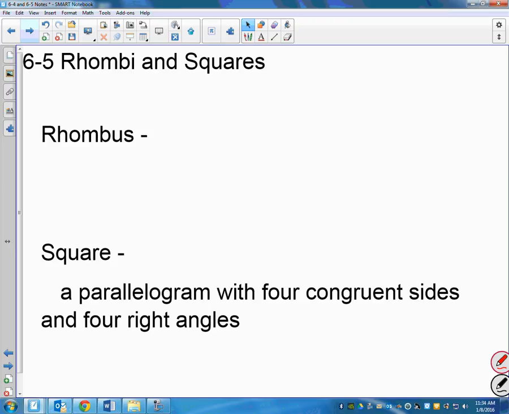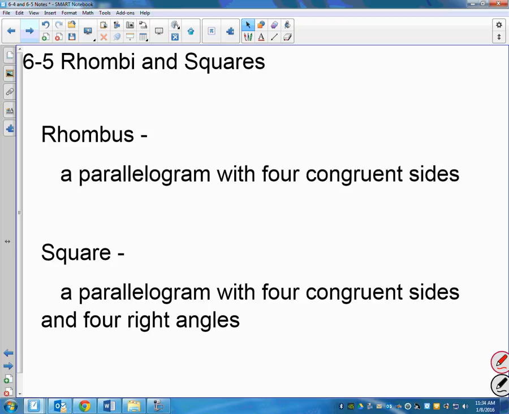What about a rhombus? Someone wrote somewhere, maybe a square with slanted sides. That's a pretty good definition, but that means it doesn't have four right angles. Okay? I think you can just say a parallelogram with four congruent sides.